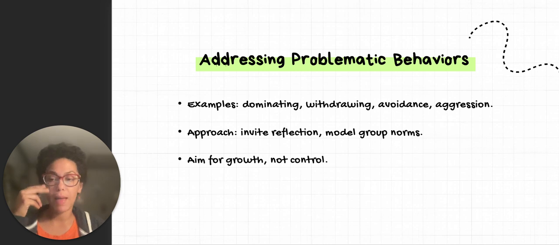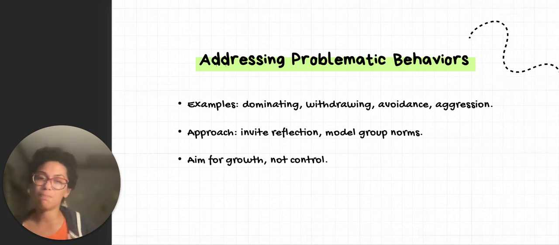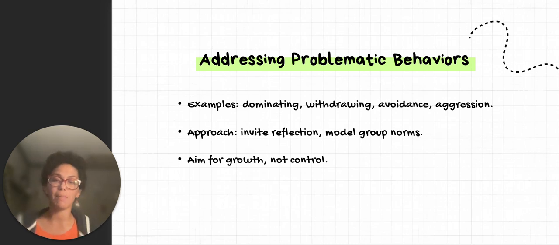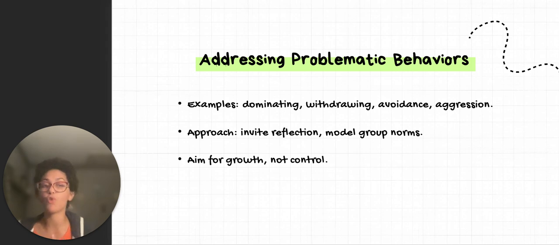So addressing problematic behaviors, which are common in the transition stage as members begin to express more of their true selves. And sometimes these behaviors can disrupt the group dynamic. These behaviors might include avoidance or withdrawal, domination of the conversation, or again, even aggression. The leader's task in this is to address these behaviors when they occur in a way that is therapeutic and promotes growth rather than simply correcting the behavior itself.